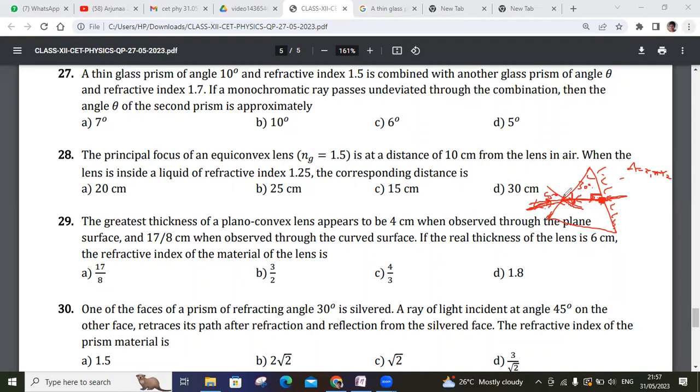I is 45. So if you use Snell's law, you will get it. Otherwise, R1 you can get basically like this also. If this is 90, this is 30, this should be 60. And this is perpendicular, so this should be 60. Sorry, 30. This is 60, this should be 30. So R1 again you got as 30. So if you use Snell's law, sin I by sin R, I is 45, R is 30 degree, is equal to n. So sin 45 is 1 by root 2, sin 30 is 1 by 2. So n is equal to root 2. Option C. 30 is option C.